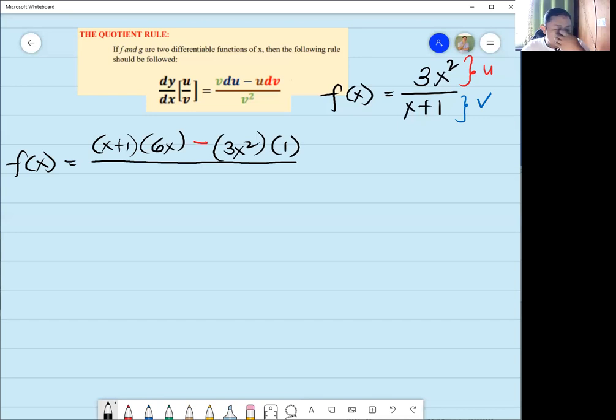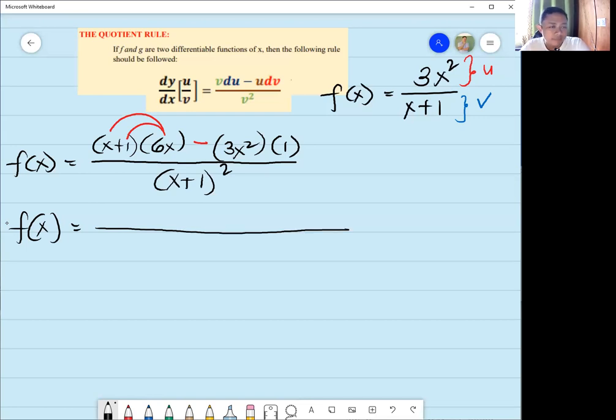And then v squared. Whatever is your denominator, whatever is your v, just square it. So we will have here x plus 1, square it. Okay? And then let's continue. F prime of x will be equal to, let's just simplify these things. So distribute, this will become 6x squared plus 6x.